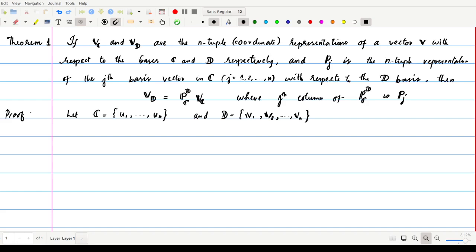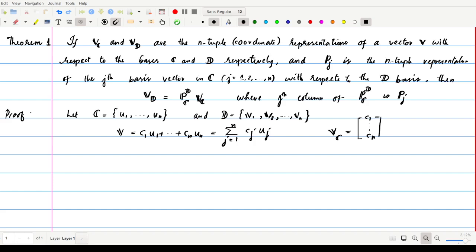So we write an arbitrary V. By fixing this V, you can write it as C1 times u1 plus and so on up to Cn times un, or in summation notation, the sum over j from 1 to n of Cj uj. From this you can write the coordinates of V relative to the basis C, denoted by this symbol, which is nothing but the scalars C1 through Cn.